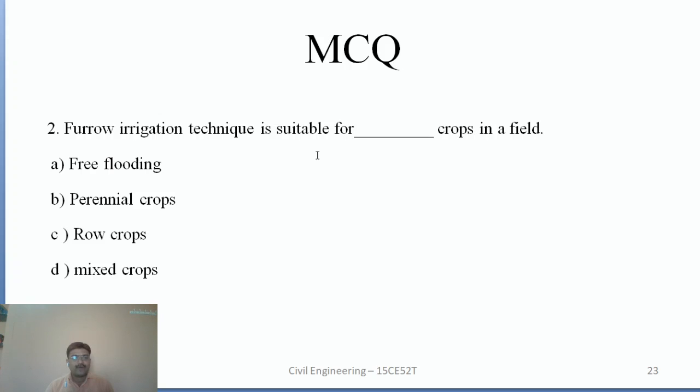Next MCQ. Furrow irrigation technique is suitable for dash crops in a field. The options are free flooding, perennial, row crops, mixed crops. Now, what might be the answer? It is row crops, option C. The name itself indicates that it is a row method, where the row technique is adopted for cultivation of the crops.